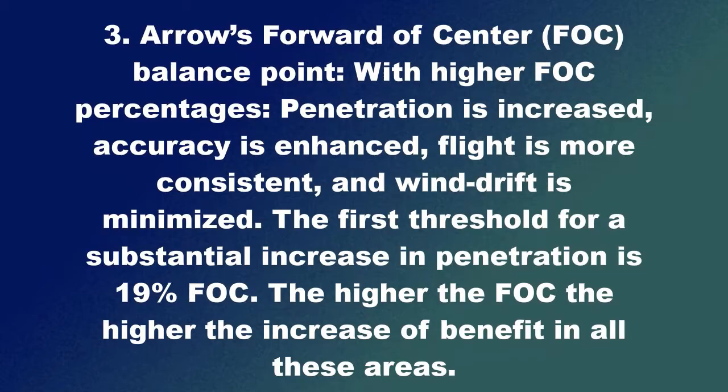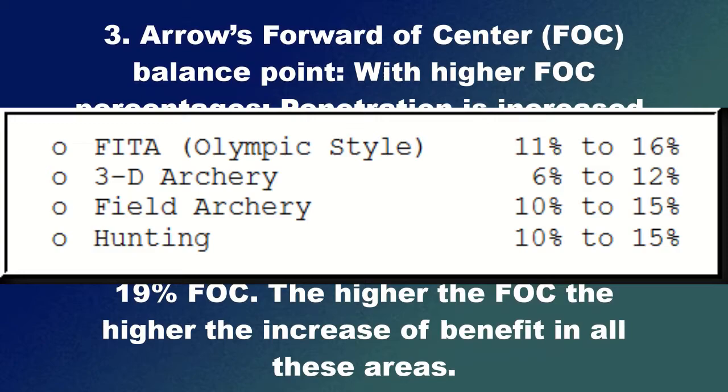Arrow's front of center, also known as FOC, is the balance point. With a higher FOC percentage, penetration is increased, accuracy is enhanced, the flight is more consistent, and wind drift is minimal. The first threshold for substantial increase in penetration is 19% FOC. The higher the FOC, the higher the increase of benefit in all these areas. Easton Arrows has divided the percentage of FOC into 4 groups, with percentages ranging from 6% up to 16%, as seen in this image here.